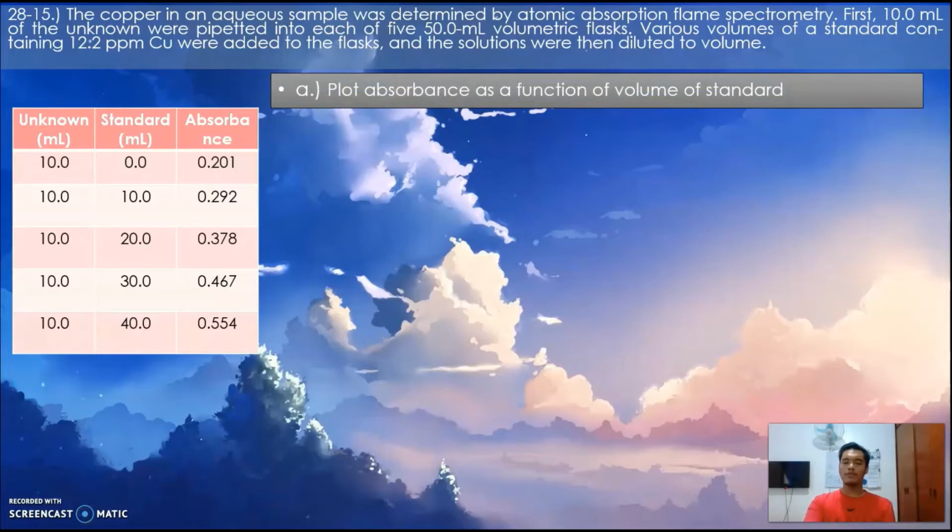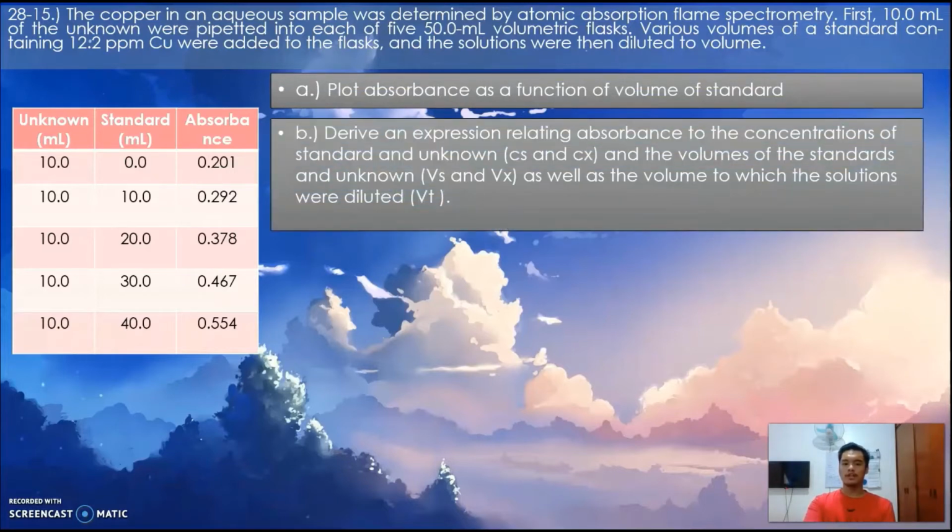We have the requirements. A. Plot absorbance as a function of volume of standard. B. Derive an expression relating absorbance to the concentrations of standard and unknown, which is Cs and Cx, and the volumes of the standards and unknown, Vs and Vx, as well as the volume to which the solutions were diluted, which is the volume total, or Vt.